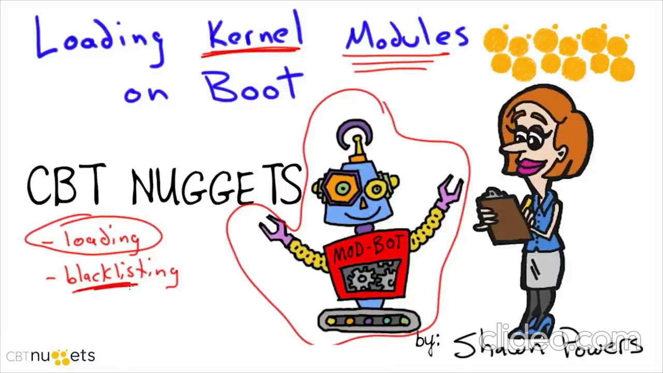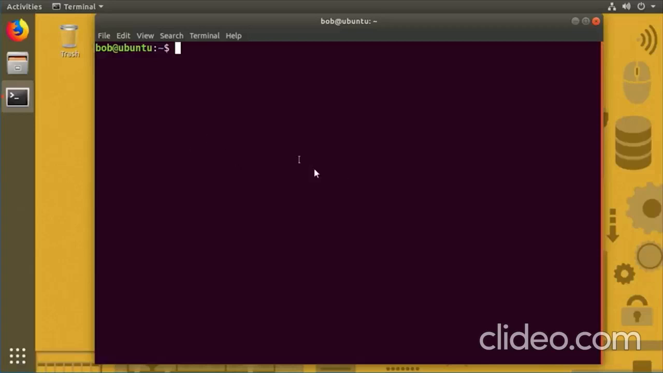But we're looking at two concepts today: how to automatically load a module on boot, and how to make sure that the wrong module isn't loaded on boot automatically by the system detecting a dependency that you don't want it to use. Now here, this is an Ubuntu system, but all Linux distributions have kernels. We're going to go into the etc folder, and there's a file here called modules. So we're going to look at that.